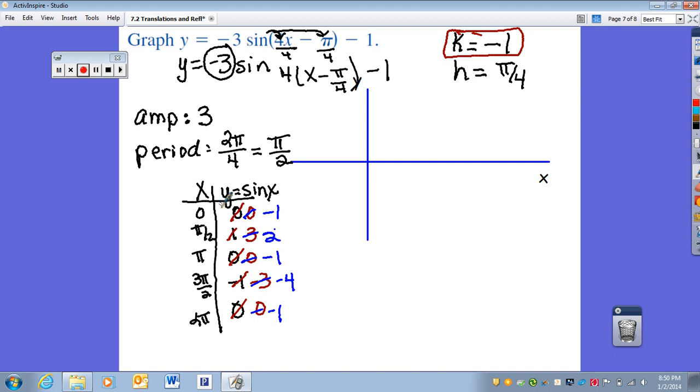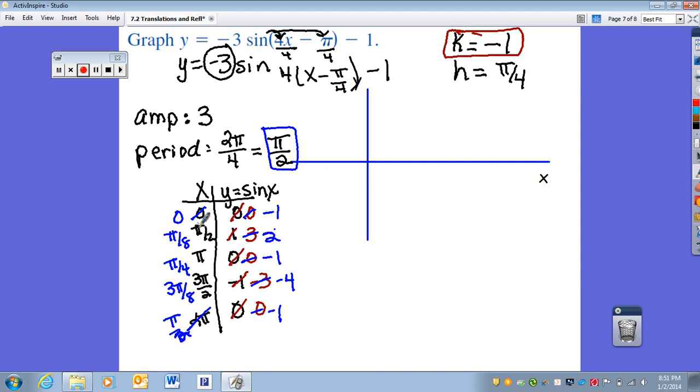Now we're going to go over to the period, and the first thing we want to do with the period is make sure that we understand that our period now is pi over 2. So we start at 0. Our length needs to be pi over 2, which means we have to divide all of these by 4. So this is going to be pi over 8, pi over 4, 3 pi over 8, and pi over 2.